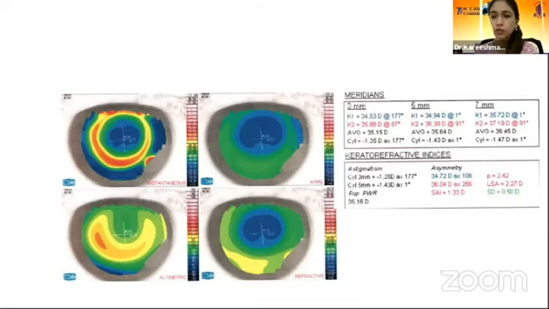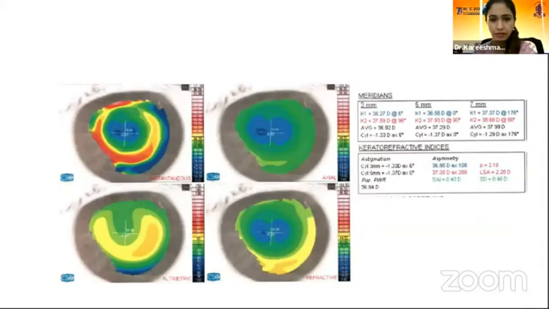We're looking for two things, like already mentioned by the previous speakers. We're looking for a uniform central zone. We're looking for any irregularity. And of course, we're looking for the actual K value. So this was her right eye and this was her left eye.